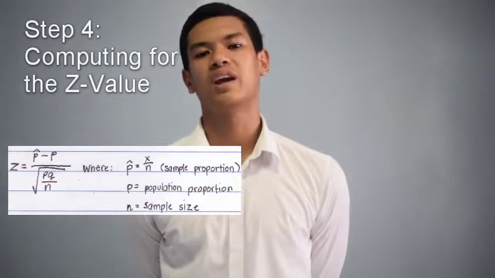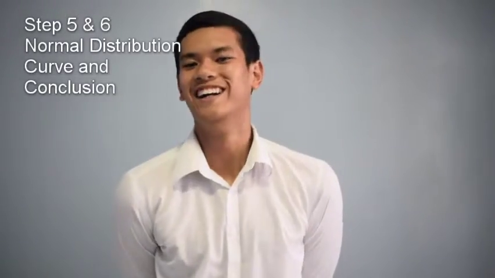p0 over n. After you get the answer, you then draw the graph with the curve. And then you determine the critical values, and then you graph your answer. If your answer falls within the rejection region, or the critical values, you then reject H0. If it falls within the non-rejection region, or the unshaded part, you do not reject H0. Afterwards, you write down your conclusion.